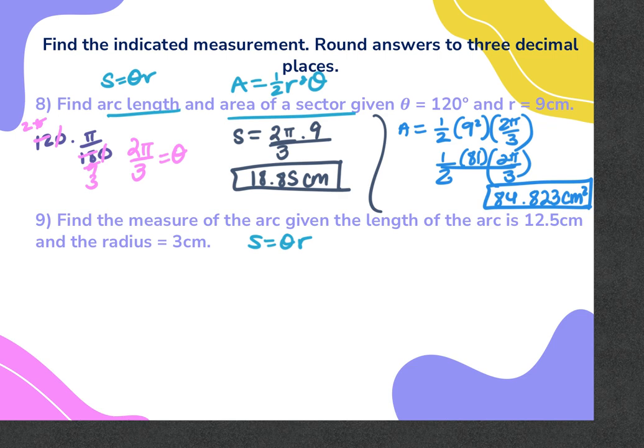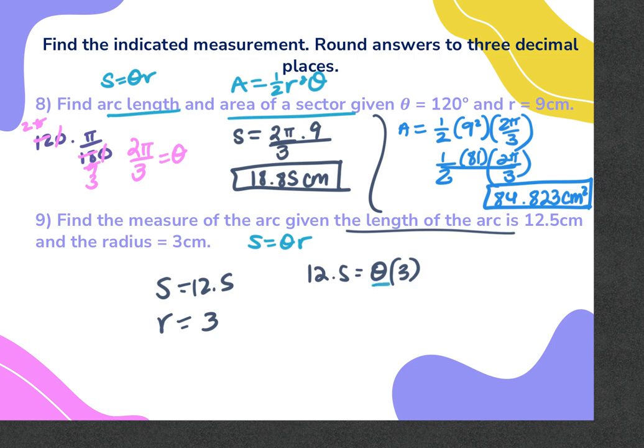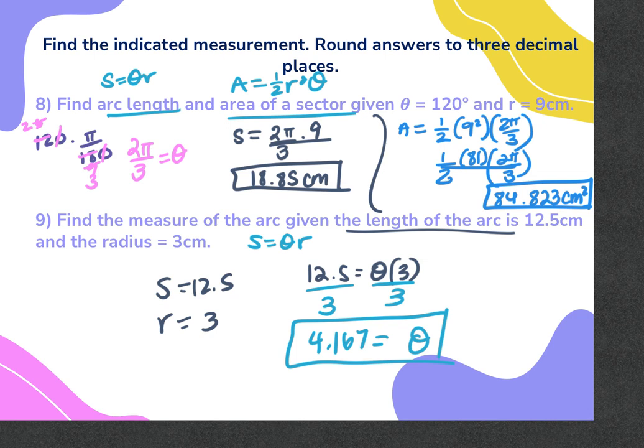And then 9 is working backwards. Find the measure of the arc given the length. So we're given S is 12.5. We're given R is 3. All I got to do is divide by 3. And it's already in radians, so I'll leave it alone. The unit there would be centimeters because it's length. No, measure, sorry. So it would be 4.167 radians if it wanted a unit of measure.